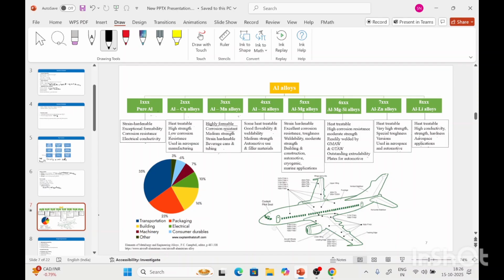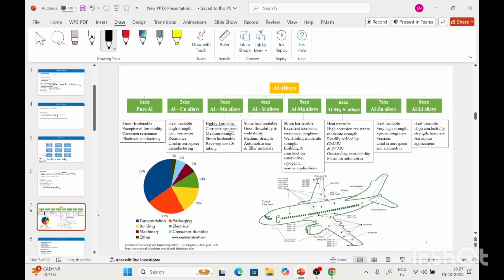Then if we add silicon, that will result in the 4000 or 4XXX series alloy. So in the aluminum silicon alloys, some are heat treatable and some are not heat treatable. They have very good flowability. So the good flowability and weldability is provided by the silicon present in the alloy.